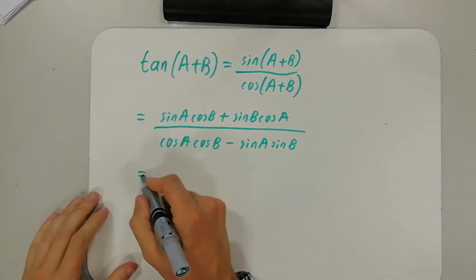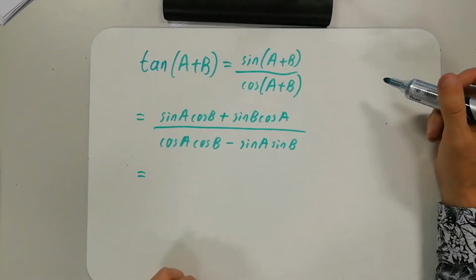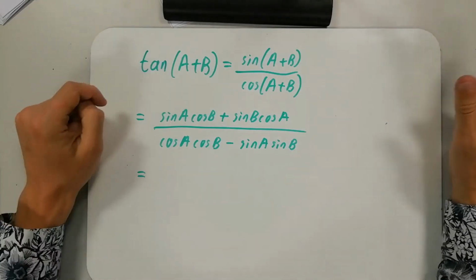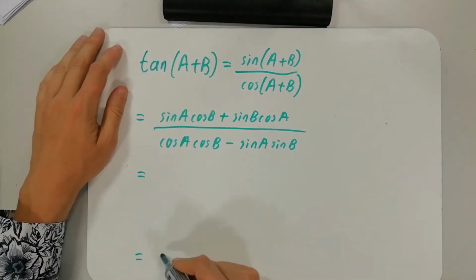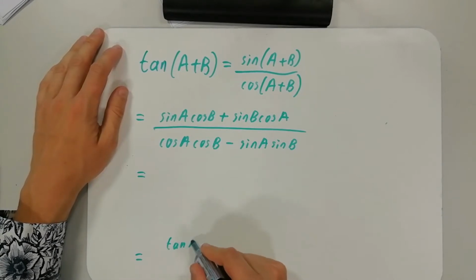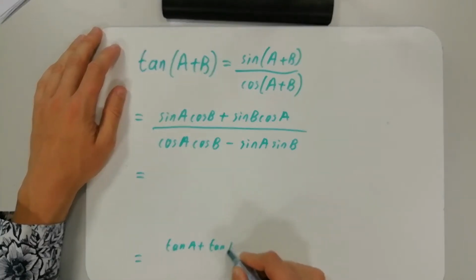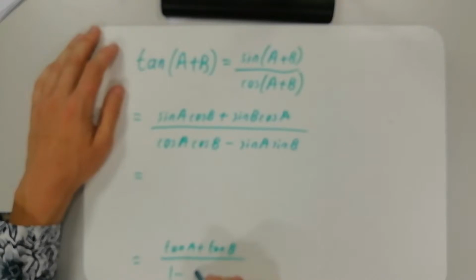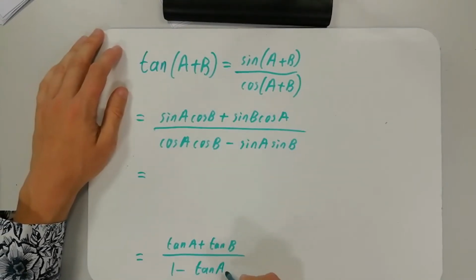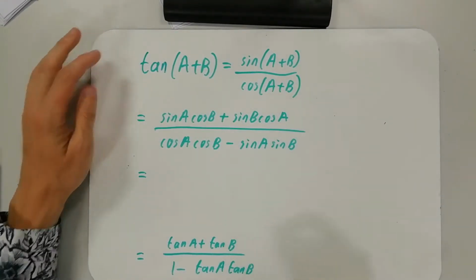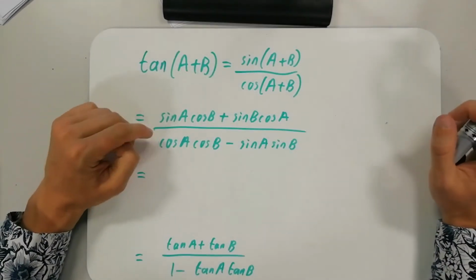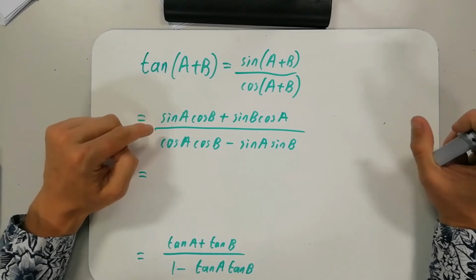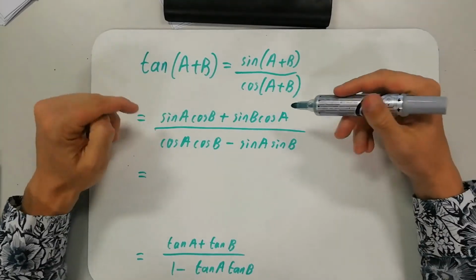Okay, now one thing you'll find in trig, sometimes you have to think about what you're aiming for in order to know a next step. We want to arrive at the formula tan A plus tan B over 1 minus tan A tan B. So we want all of this to be written in terms of tan only. Well, if I've got sines on the top, I know that I can turn a sine A into a tan A by dividing through by cos A. Tan is sine over cos.